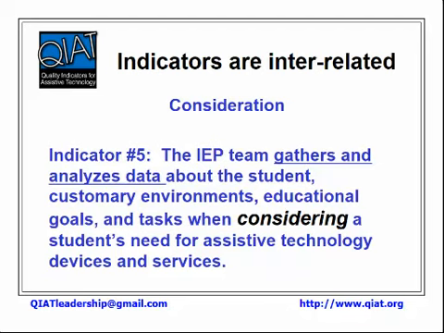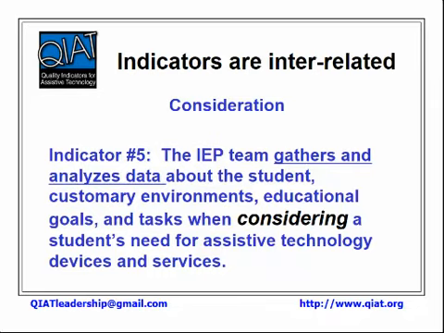indicator 5 under consideration says that the team gathers and analyzes data about the student, customary environments, educational goals, and tasks when considering a student's need for AT devices and services. When we sit and look in the IEP meeting and we just check the box that we've considered, and we haven't collected data that tells us what did we consider and what kinds of data have we gathered about that student in the environment where that consideration is being discussed, then we haven't really done an accurate or adequate job of consideration.